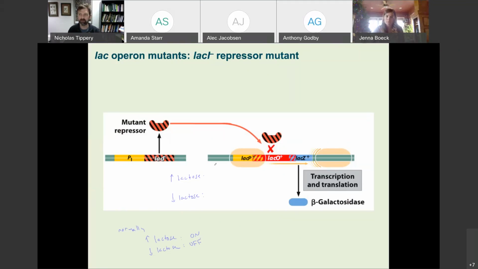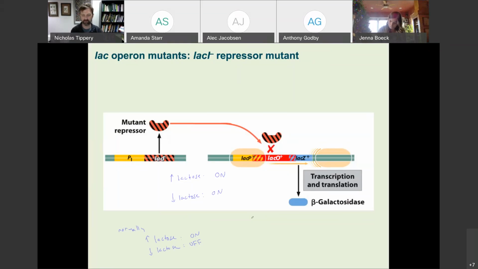Always on. Well, there you go. So we saw before that in high amounts of lactose, transcription would be on. The situation there was that in the normal situation, lactose would attach to the repressor and prevent it from repressing. Well, this one can't repress ever. It's mutated, so it can't do that part of its job. So transcription is always on. Great.